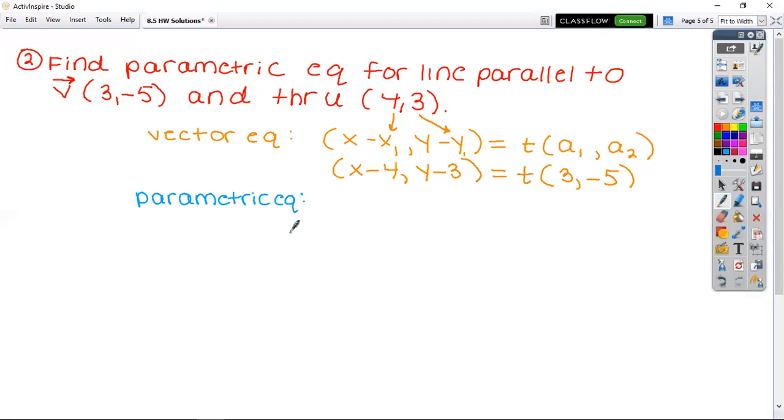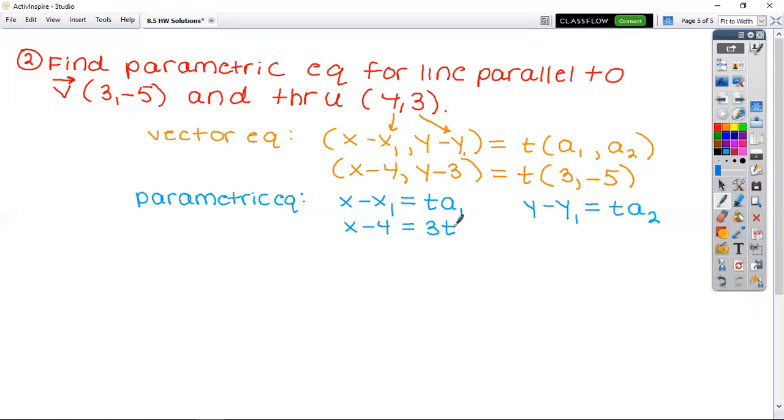Essentially, you're distributing. So your formula is you're going to take x minus x1 equal to t multiplied by a sub 1, and you're going to go y minus y1 equal to t multiplied by a sub 2, and sub them in. So x minus x1 is x minus 4, and this is equal to t multiplied by 3, which is just 3t.